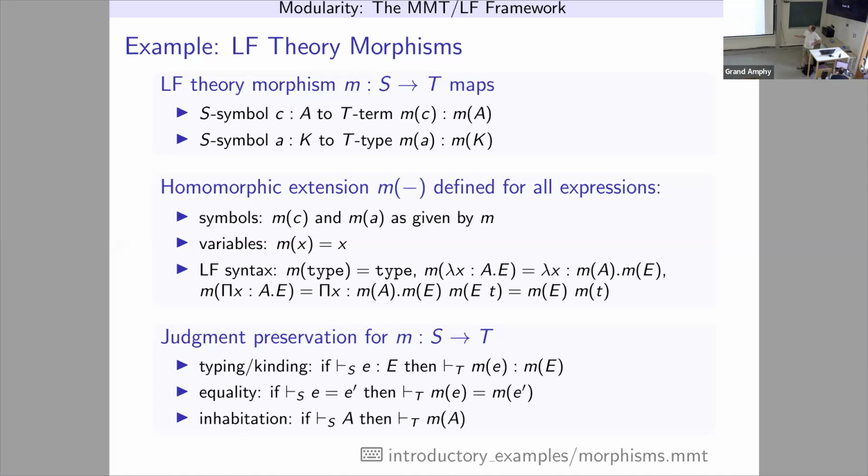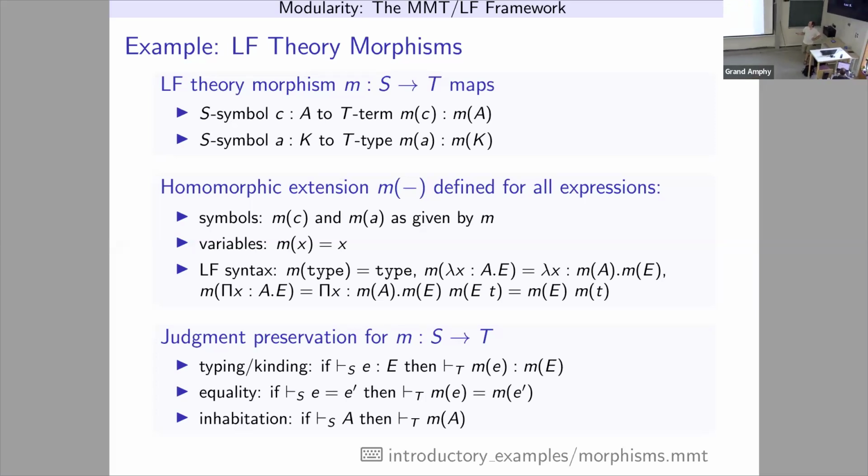So for all the named symbols, M of C and M of A are just given. So that's also our degrees of freedom. And then the rest is induced. This is the homomorphic extension. Everything gets mapped basically to itself. Type goes to type, variables to themselves. Lambdas go to lambdas. We just recursively translate all the sub-expressions. Pis go to pis the same way. Application goes to application. So we're really just pushing the morphism M through.